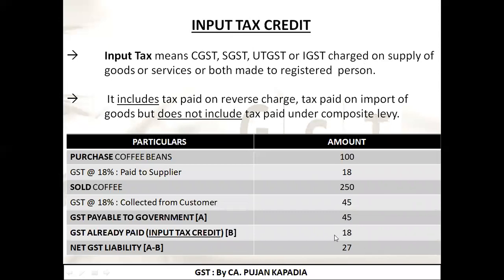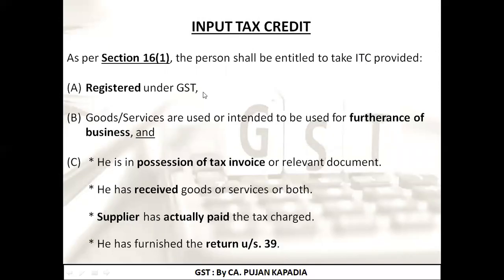But there are certain conditions when you can take input tax credit. These conditions are specified under Section 16, subsection 1. The first condition is you should be registered under GST. If I am not a registered taxpayer under GST, I cannot claim input tax credit. So the first and foremost condition mentioned here is you should have taken registration under GST. The second point is goods or services are used or intended to be used for the furtherance of business.